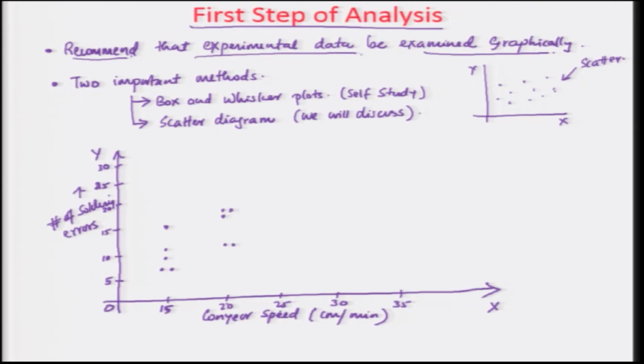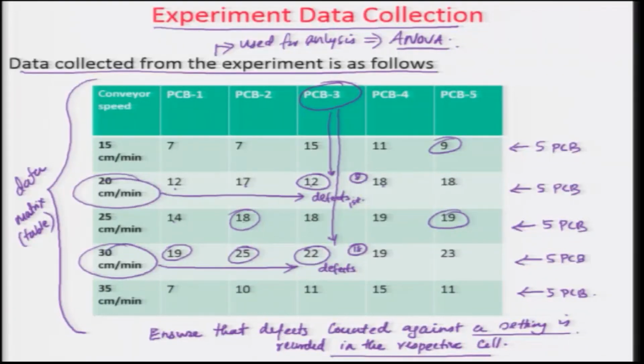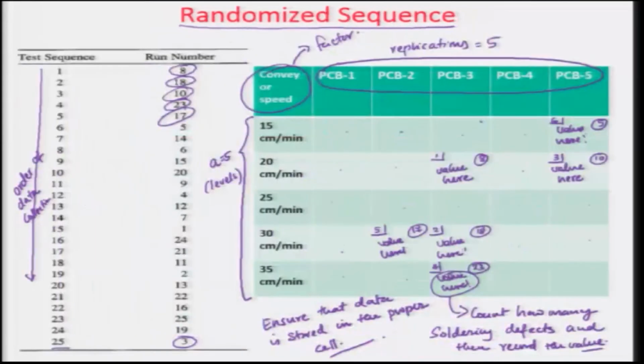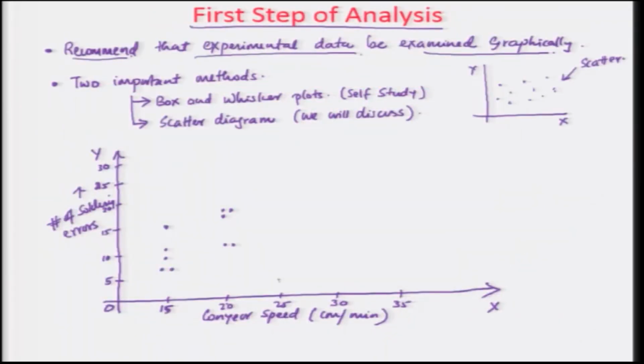Then we go to 25. We look at 25: 14, 18, 18, 19, 19, right. So, let us go back. For 25, the first one is 14, slightly below 15, so we draw here. Then we have two 18s, so we go up, right here is 18. Then you have two 19s, slightly below 20. So, you get your 5 values for 25.